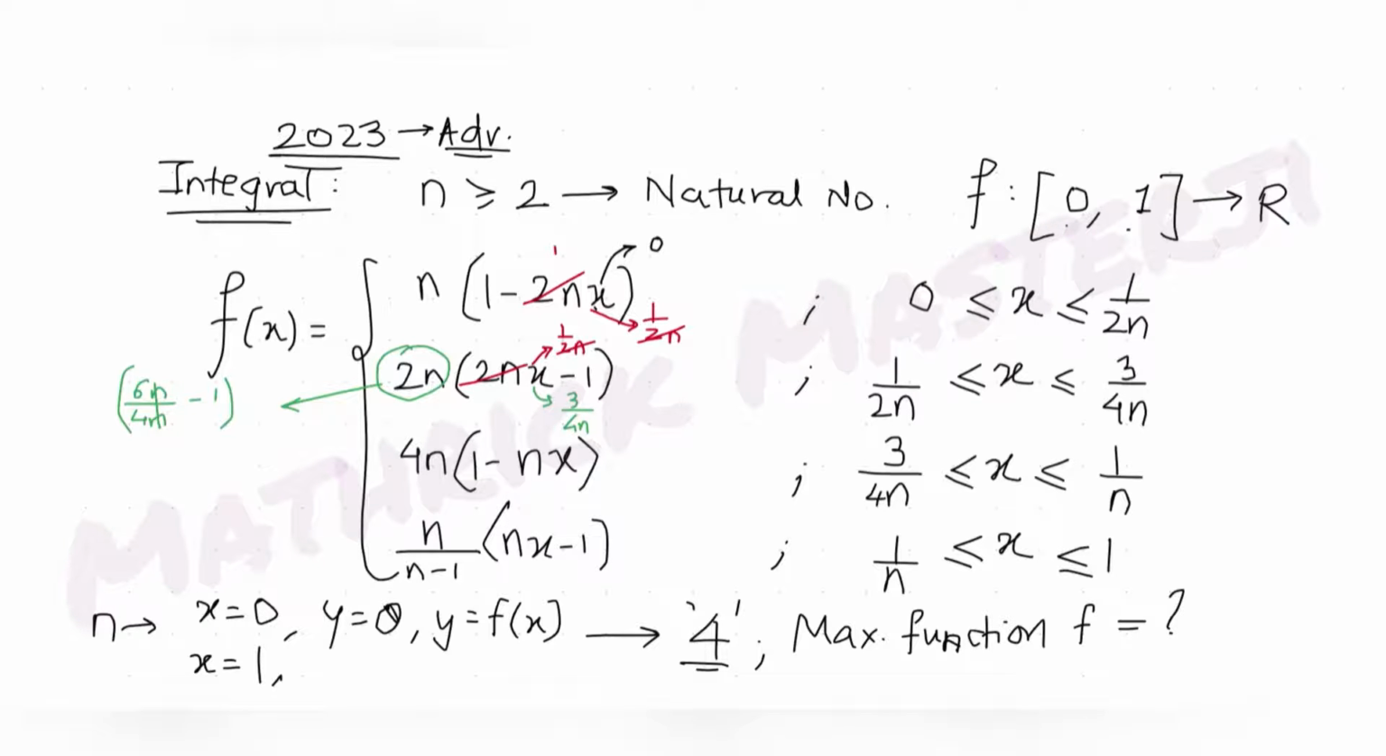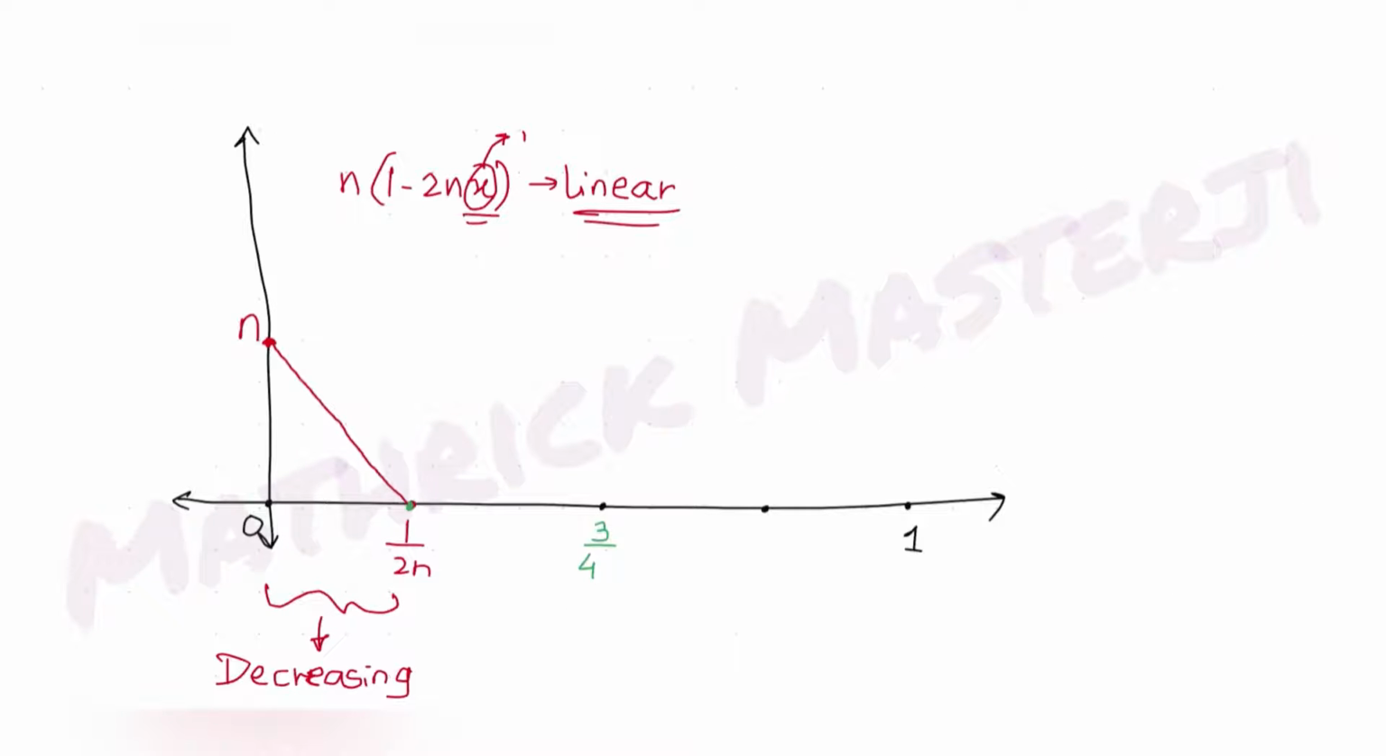So for the upper limit, that is 3 over 4n, the value of the function turns out to be n. And again, if I see the function, it has the highest power of x as 1. Since the highest power of x is 1, it's again a linear function. So I draw a straight line again. Now, in this interval, the function is increasing. So I get this.